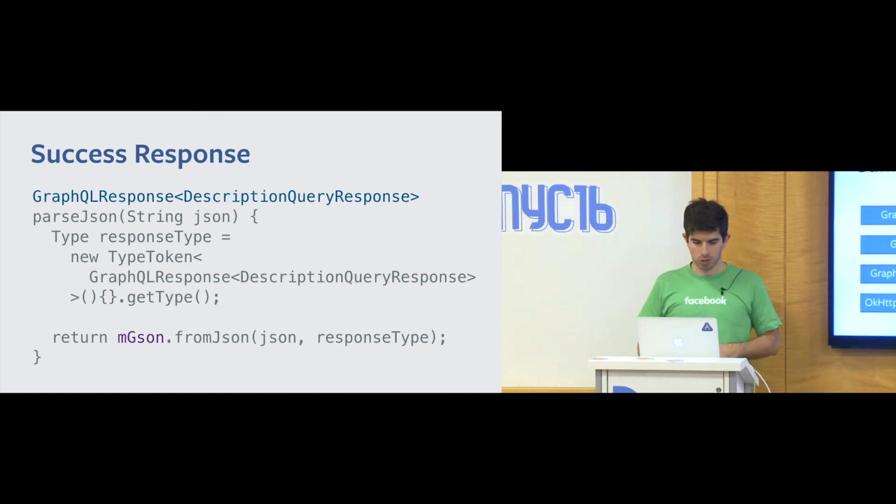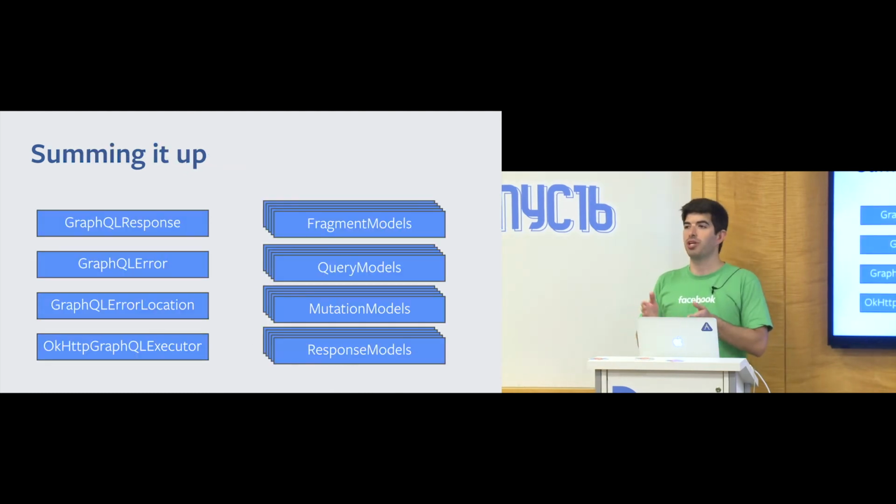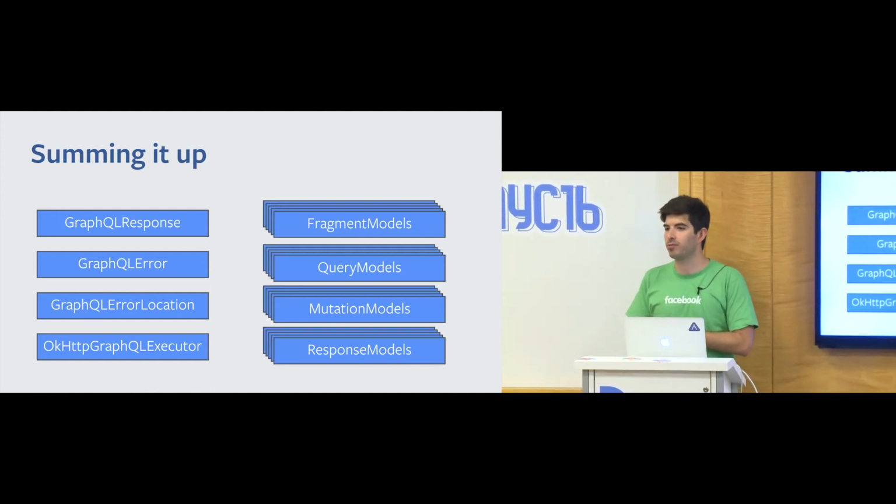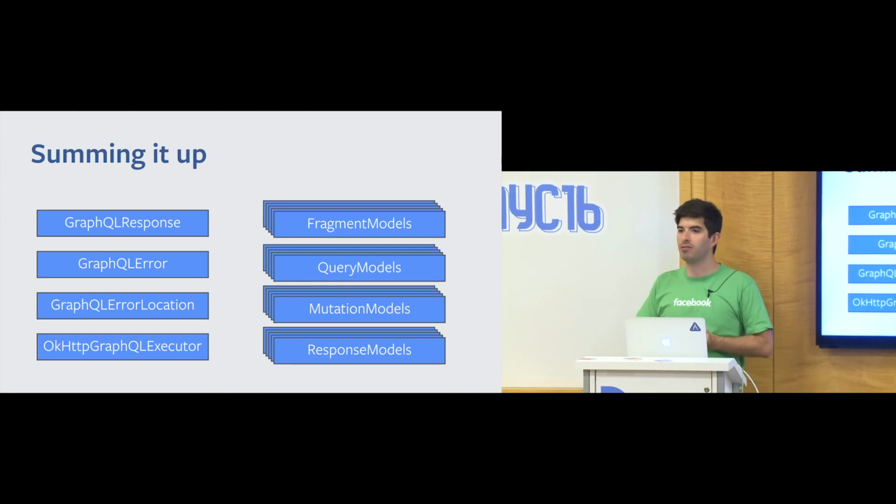So in general, what do you actually need to put in your app? I think you need wrappers for the primary GraphQL responses, the errors and the successful ones, and you need something that knows how to execute the queries. And then for your application, you're going to write a bunch of fragment models specifically to the fragments you're asking for, queries that line up with the queries that you're actually sending, mutations if you're doing those, and then responses. So this ends up being a bunch of things that are really enabling JSON parsing, and a little bit around eliminating just dealing with strings all the time.